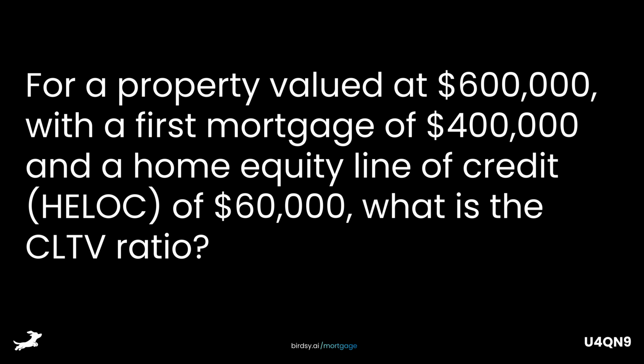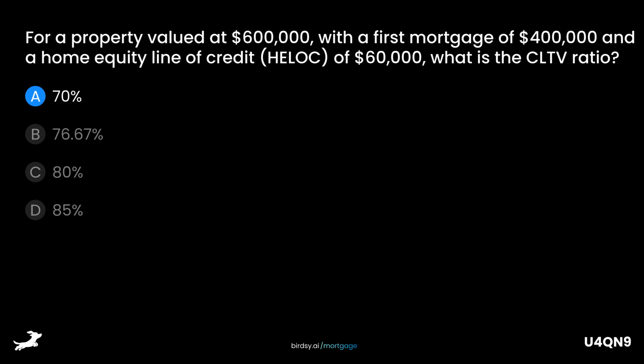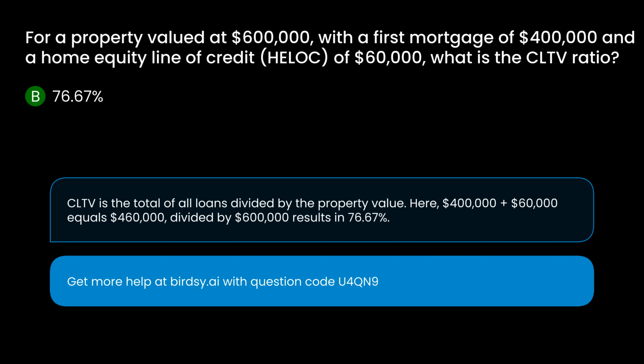For a property valued at $600,000 with a first mortgage of $400,000 and a home equity line of credit of $60,000, what is the CLTV ratio? Is it A, 70%, B, 76.67%, C, 80%, or D, 85%? The answer is B, 76.67%. CLTV is the total of all loans divided by the property value. Here, $400,000 plus $60,000 equals $460,000 divided by $600,000 results in 76.67%.